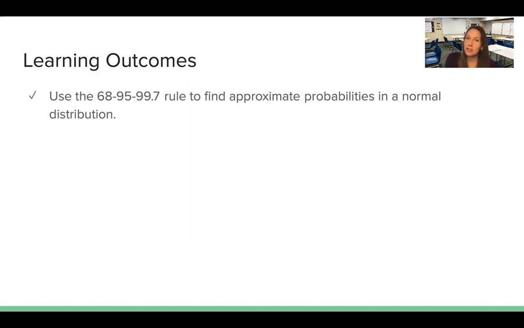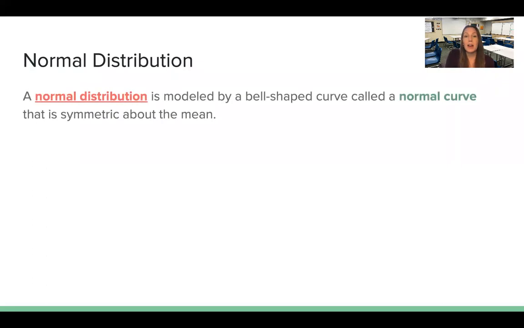in a normal distribution. So in our packet, you will find some additional information that we are not going to cover today. So just focus on the part that talks about the 68-95-99.7 rule. So normal distributions. We know that a normal distribution is modeled by a bell-shaped curve called a normal curve. So we looked at these earlier a few weeks ago when we talked about shapes of data. We talked about symmetric distributions, and one of those would be a normal distribution.